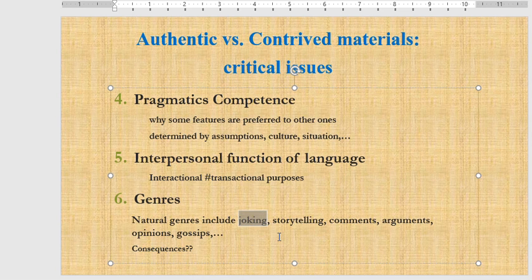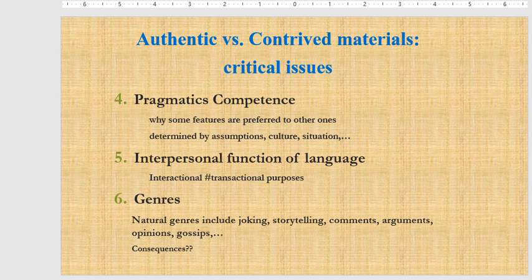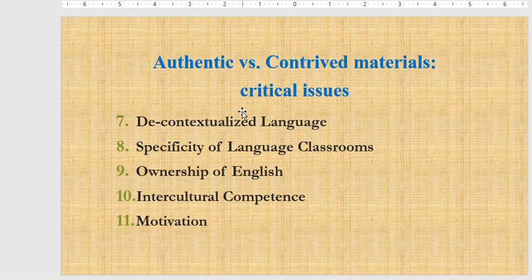Now there are some other critical issues. Decontextualized language, yes, in contrived materials, language is used in a decontextualized way. Your language is decontextualized. A specificity of the language classroom.